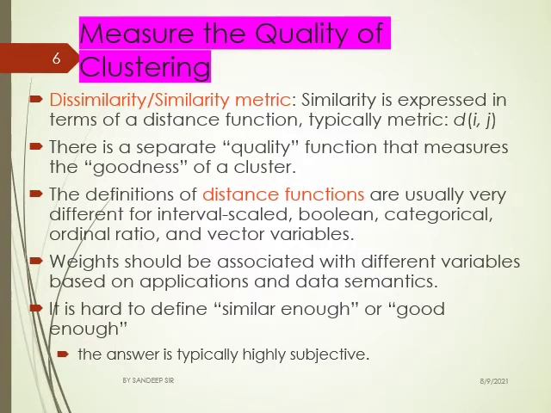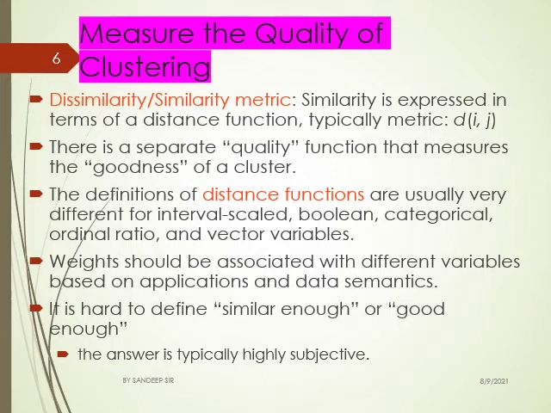Then we can also use different kinds of measurement techniques in clustering. We can see the dissimilarity and similarity part. It is expressed in terms of a distance function, that is typically in the form of d(i,j), which is the distance between two points i and j. So this is a separate quality function that measures how good a cluster is, or the goodness of a cluster can be understood.